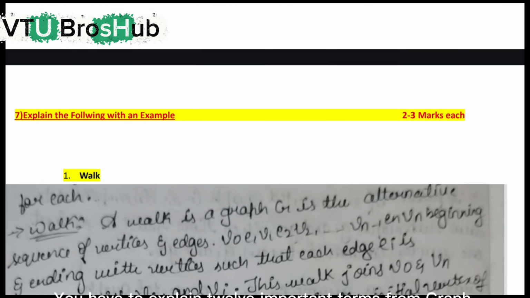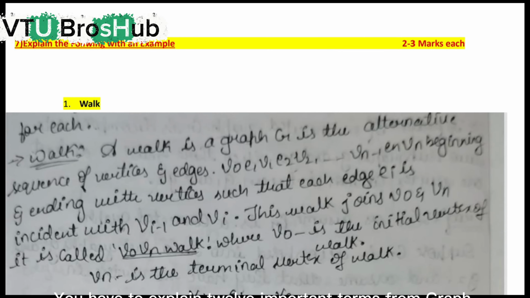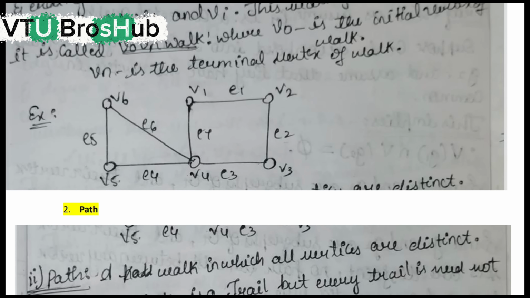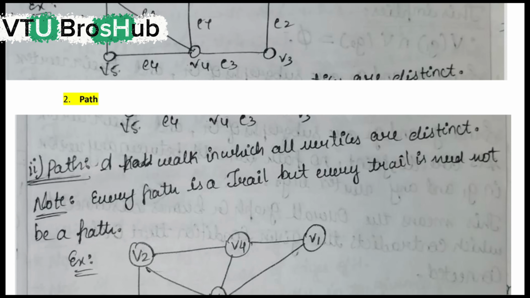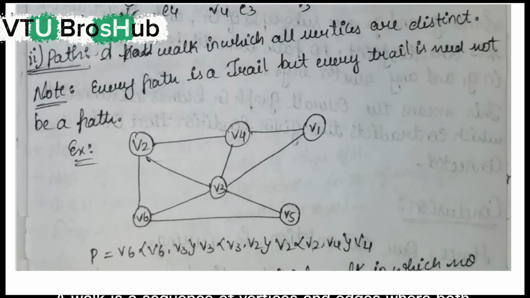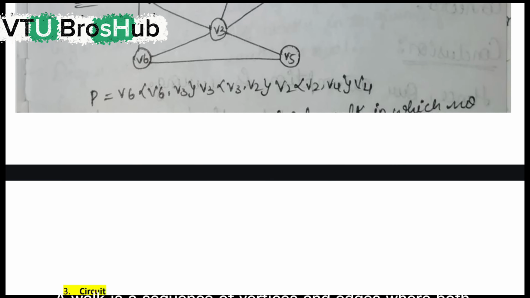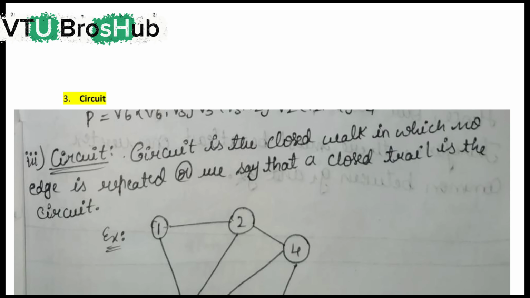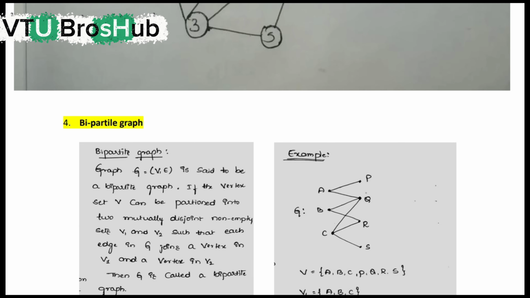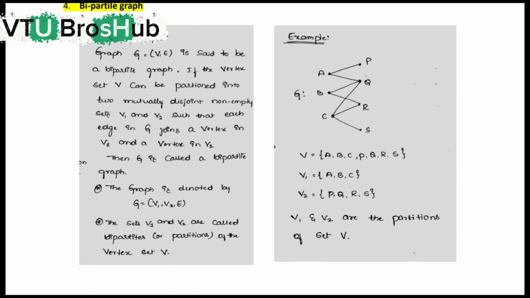You have to explain 12 important terms from graph theory. These are small questions, 2 to 3 marks each, and come in almost every VTU exam. Let's go through them one by one. 1. Walk. A walk is a sequence of vertices and edges where both may repeat. Refer to the diagram in this PDF notes. 2. Path. A path is a walk with no repeated vertices. Examples shown in the PDF notes.